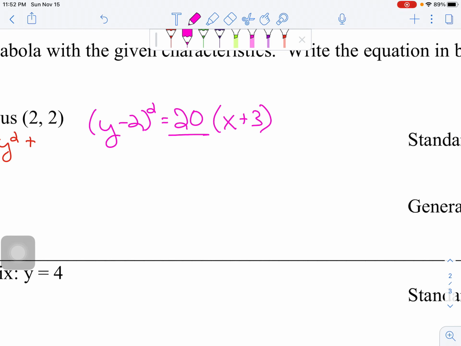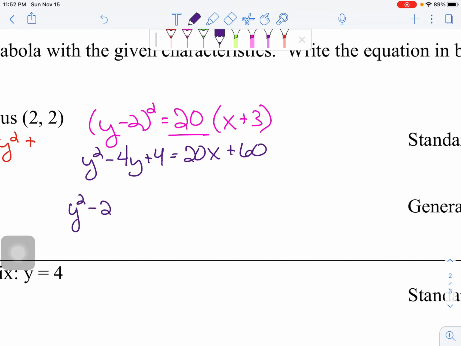Now, general form just takes this standard form and multiplies it out. All right, so (y - 2) squared is y squared minus 4y plus 4. And I'm going to distribute the 20 on the other side, so 20x plus 60. And then basically what I want to do is collect everything to the left side and make it equal to 0. That's what general form is going to be. So y squared minus 20x minus 4y minus 56 equals 0.